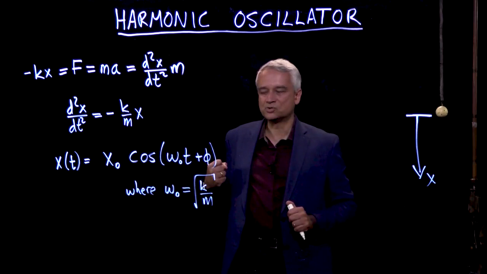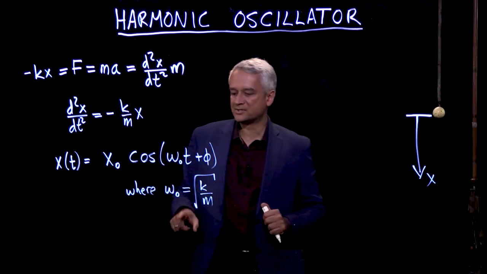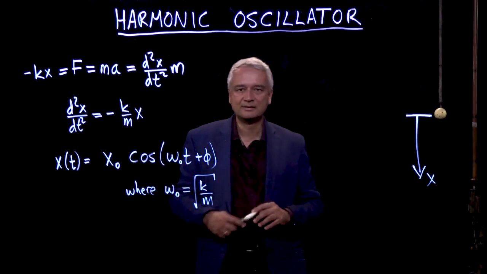And one of those times, one of those differentiations, I'm going to get a minus sign. So I'll get a minus sign. I'll get omega naught squared, but omega naught squared is k over m. And indeed, I've just checked that this function solves this equation. So this in math is the description of what we saw over here.